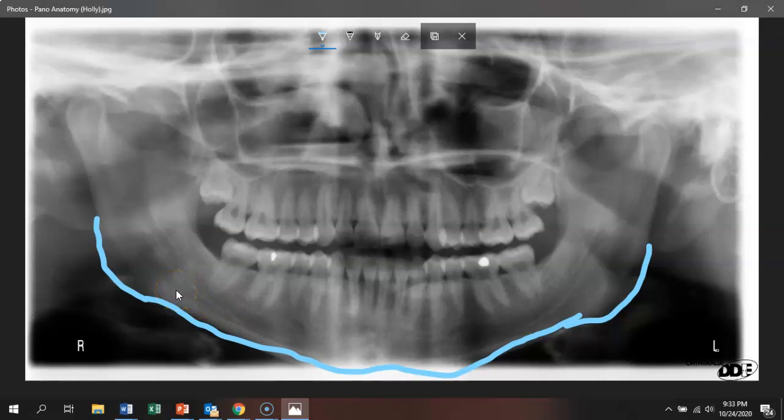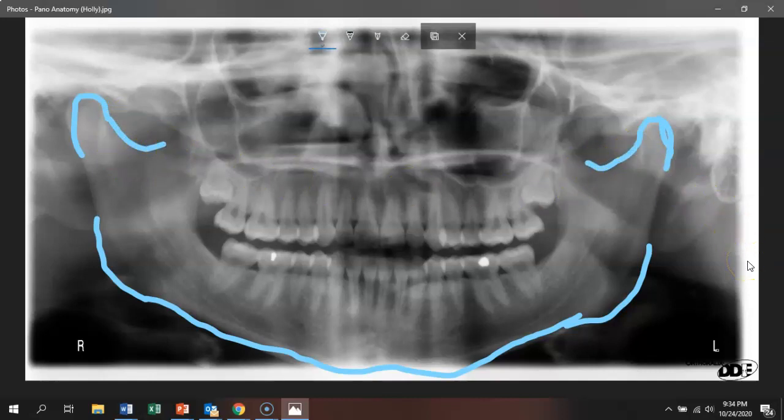I'm going to do really large, super obvious ones first. Where would you look for the condyle? Here and here. Now take a second to point out the sigmoid notch. Here and here.